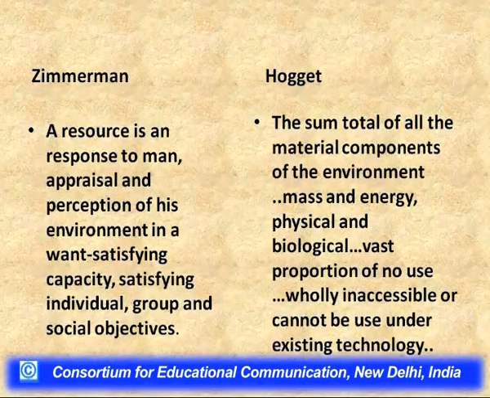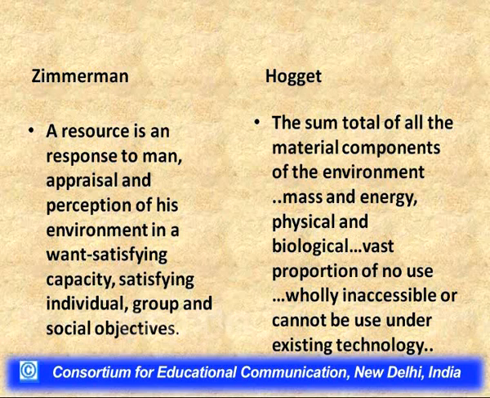If you see the other definition, that is a cultural concept of resources, Hoggett later on talked about that it is a total of all the material components in the environment. But there are so many resources that exist. There is a vast proportion of resources which are not accessible or cannot be used under existing technology. So, culture is very important, and the technological level.